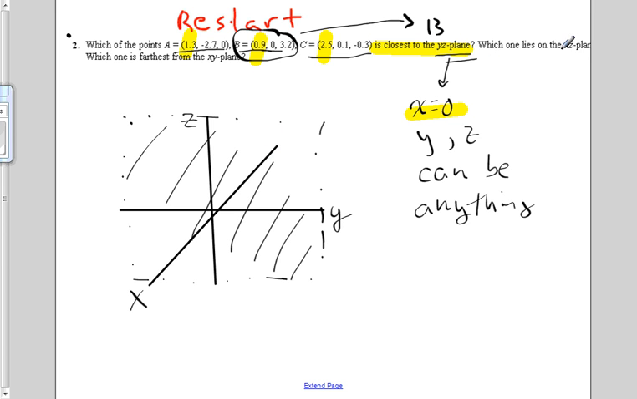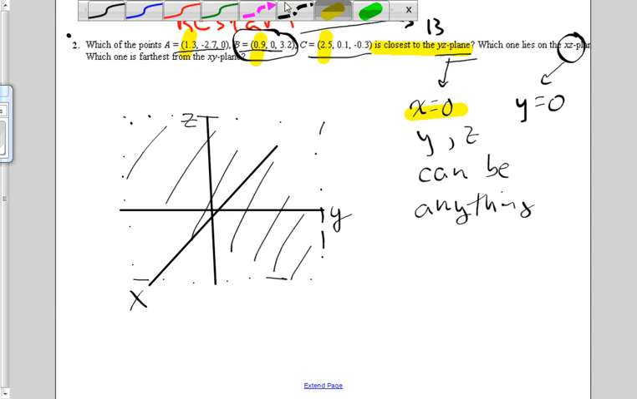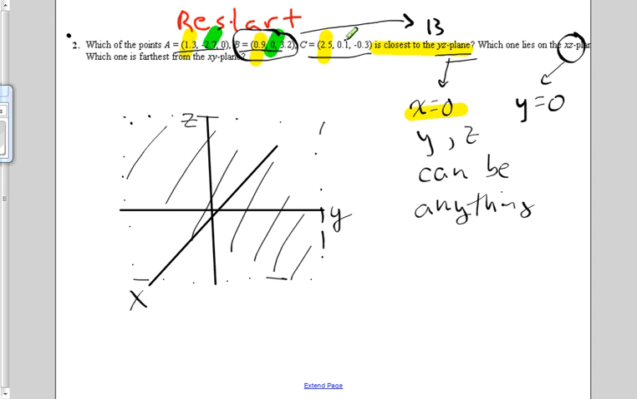Which one lies in the XZ plane? Well, if it lies in the XZ plane, what must be true? What must be true is that Y equals 0. So looking at these points, which one has a Y value that's 0? Well, here are the Y values, and we all know what 0 is. So again, B is our answer for this as well. So which one is in the XZ plane? B, because that's the one where Y equals 0.